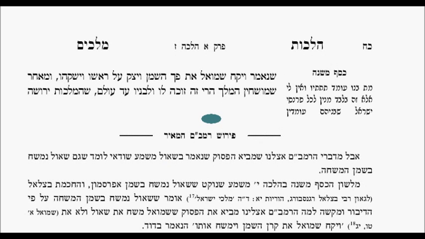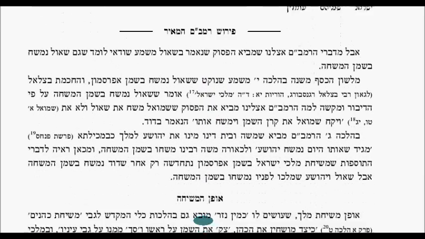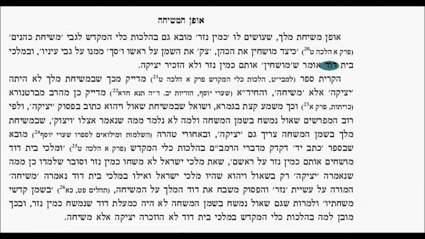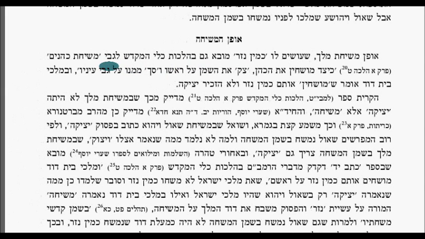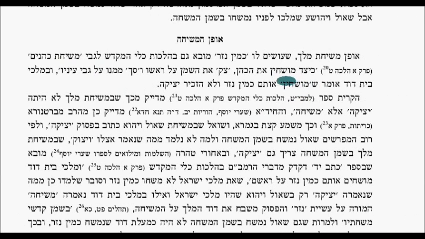Continuing in Perek Aleph, Halacha Zayin, Hilchos Melochim, even a Mashiach. How do you do the anointing of a king? You do it like a Nezer. This is brought down in Hilchos Yesodei by the Kohanim in Perek Aleph, Halacha Tes, the first chapter, ninth Halacha. How do you anoint a Kohen? You pour it on his head, and it flows onto his eyes.